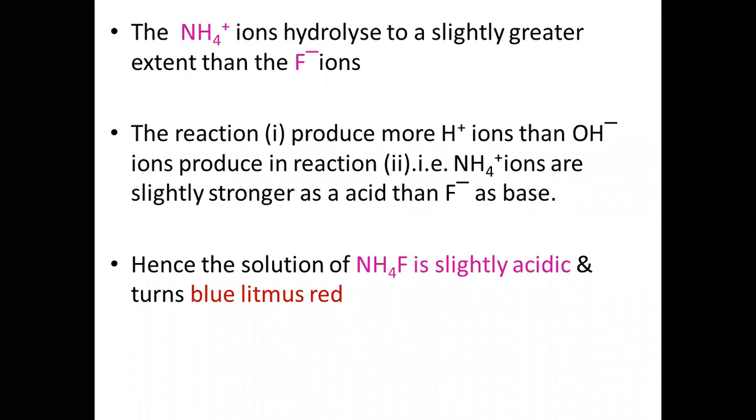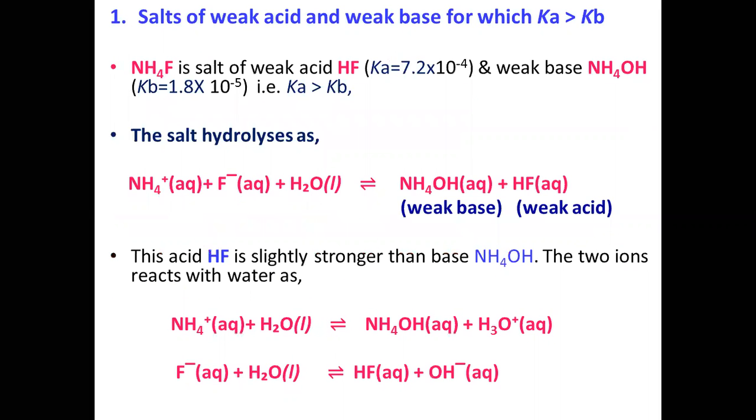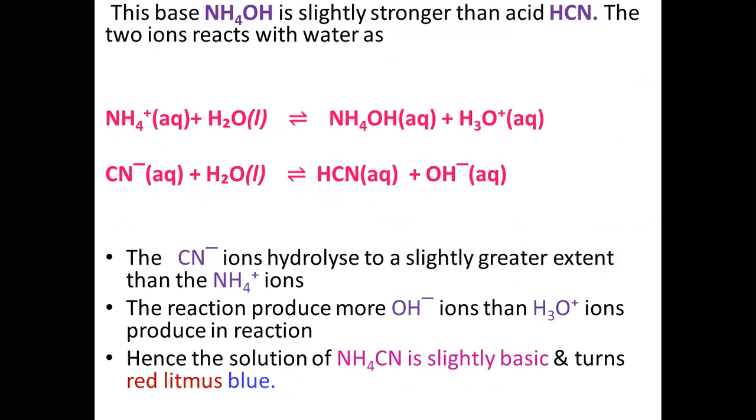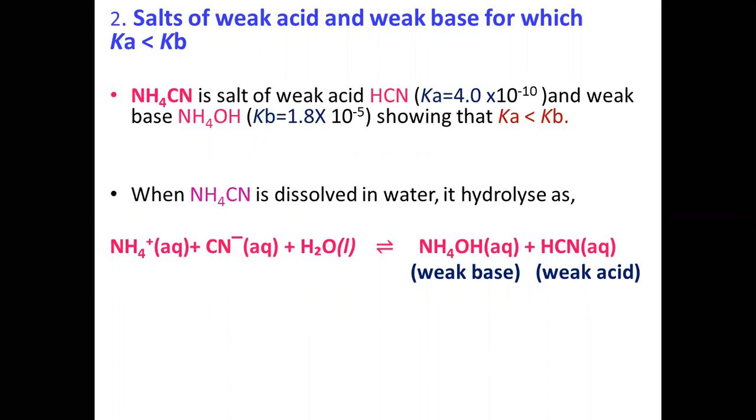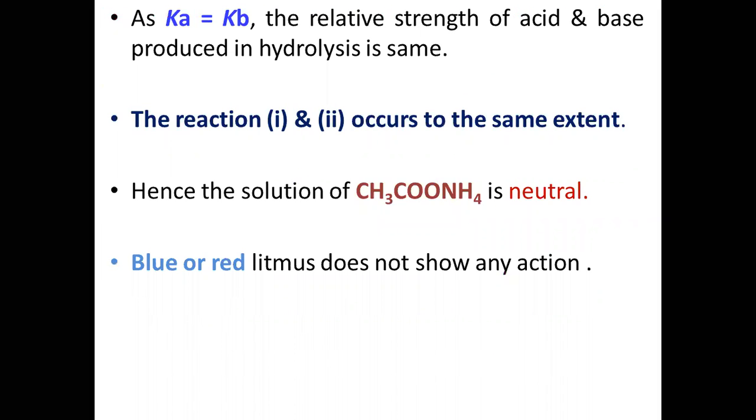this is all about the salts of weak acid and weak base, for which Ka is greater than Kb, Ka is less than Kb, and in the third case Ka is equal to Kb. Okay, if Ka is greater than Kb, then what will be the nature of the solution? The nature of the solution is acidic. In case Ka is less than Kb, the nature of the solution is basic. And in case Ka is equal to Kb, the nature of the solution is neutral. There is no change in the pH, so there is no change on the litmus paper. Okay. So this is all about the salts of weak acid and weak base.